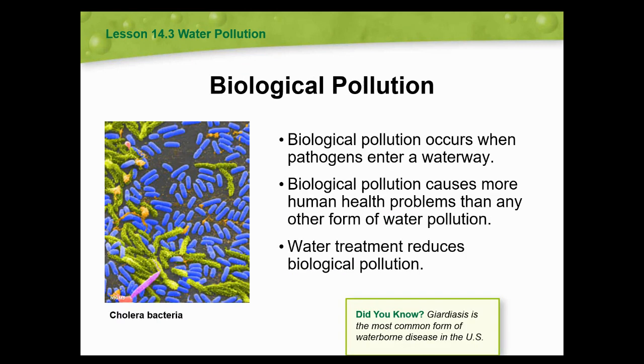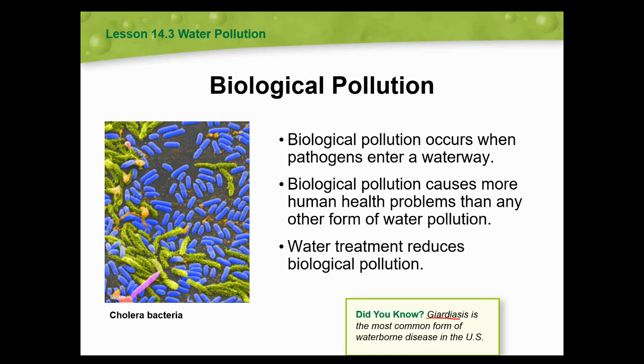All right, next is biological pollution. I mentioned this at the very beginning with Giardia, which is one of those diarrheal illnesses that can come from the water. It's the most common form of waterborne disease in the U.S. There's also cholera bacteria. Any biological pollution or biological pathogen in the waterway can cause disease. It causes more human health problems than any other form of water pollution.